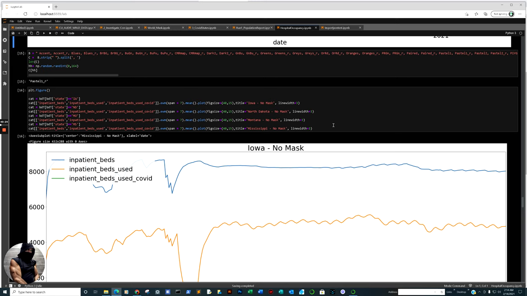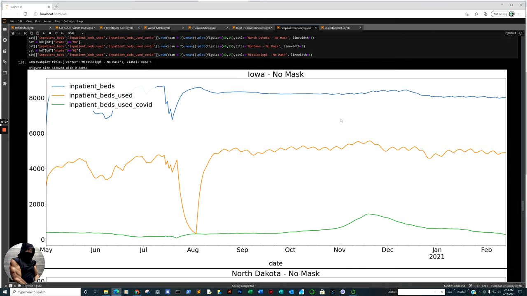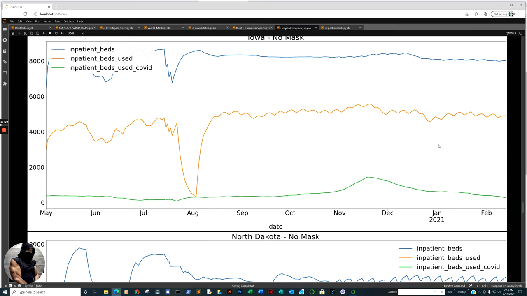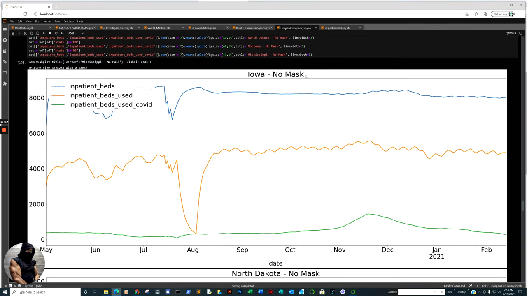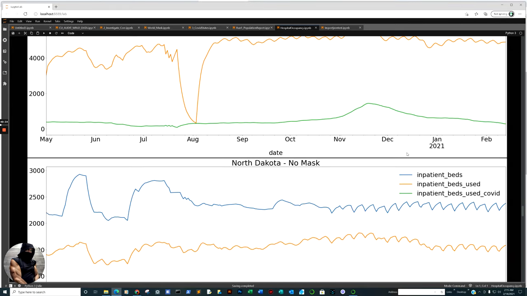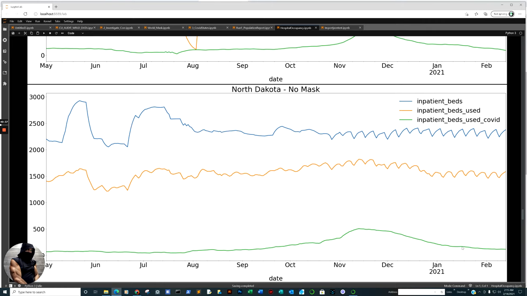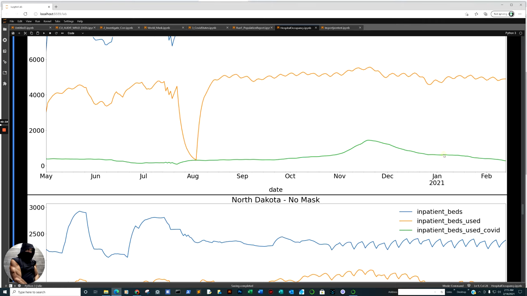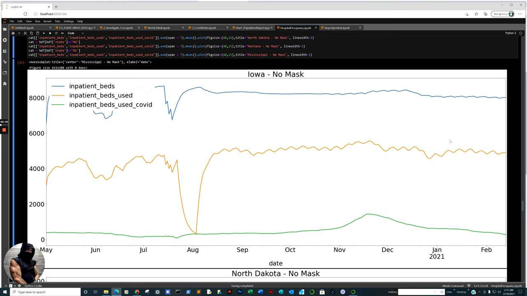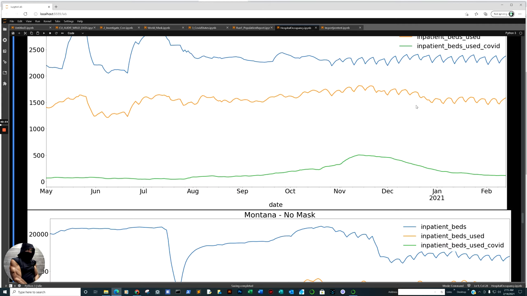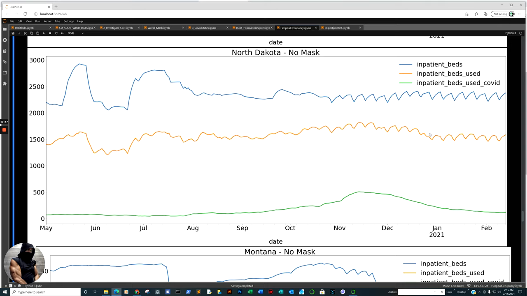And here are our four states with no mask mandates any longer. Iowa. Again, you're not going to see any of this in the news because why are they going to report it? Iowa and North Dakota. Pay attention to the green lines. The reason being the green line more than the orange line here is because a lot of people that have been waiting for elective surgeries, heart surgeries, cancer, and so on and so forth, are going to fill those beds which were originally reserved for COVID individuals. So that's why the inpatient bed use is really going to throw people off. Go by the green line instead.